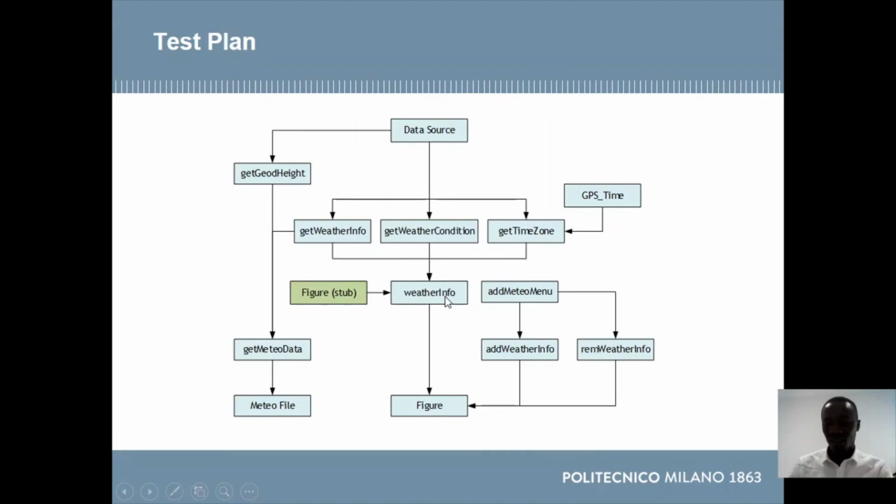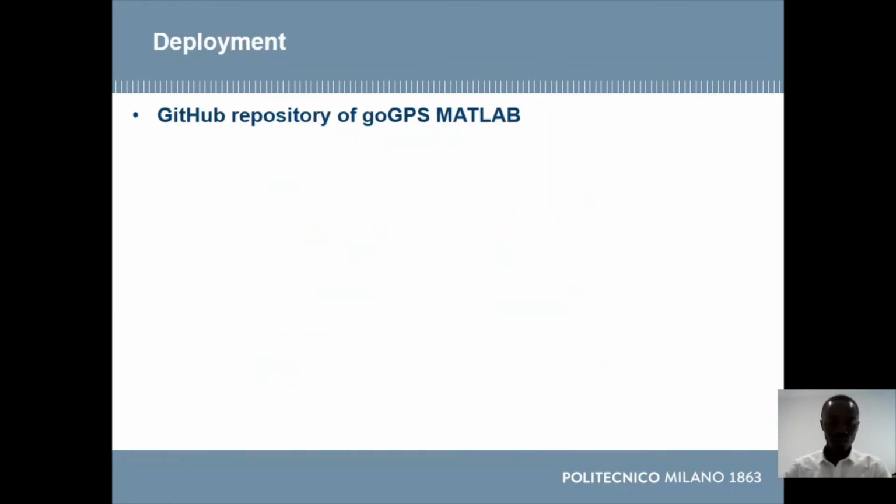However, at this stage, the figure itself is not available because the figure is only available at the system level. So a stub of the figure was created, and then finally the figure is tested to ensure that the items are rightly displayed and that they do not overlap on the plots.